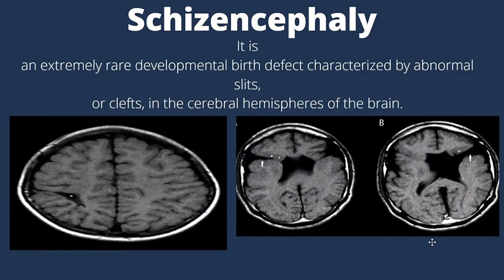So schizencephaly is an extremely rare developmental birth defect characterized by abnormal slits or clefts in the cerebral hemispheres of the brain. You can see this in MRIs: there will be slits or clefts in the brain. But next slide, please.